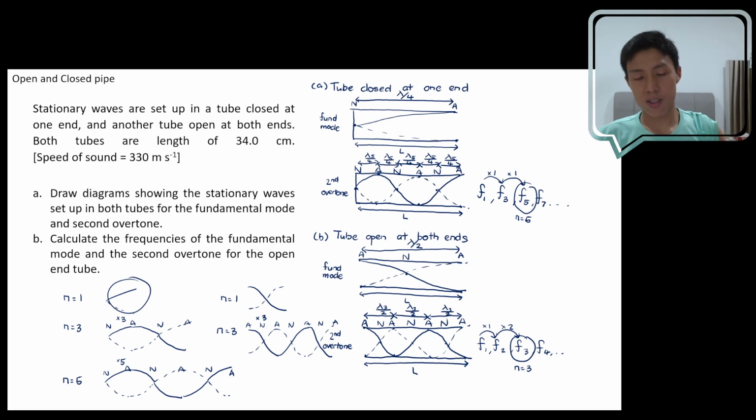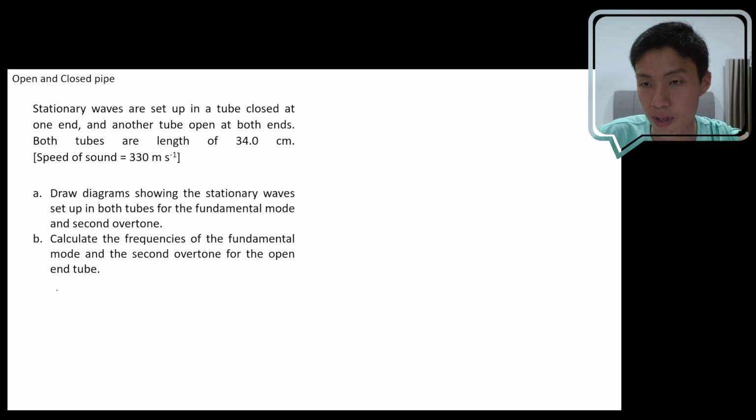Okay, so next let's move to question B. Question B, calculate the frequency of the fundamental mode and the second overtone for the open-end tube. So they want to know the frequency. Again, if they want to know the frequency for question B, it's always V is equal to F lambda. It has never changed. Okay, so right now for fundamental, let's put it as 1. Our focus is the frequency, so let's shift around the equation, lambda 1 over here.